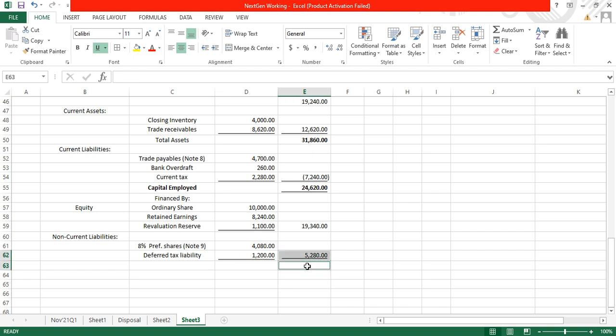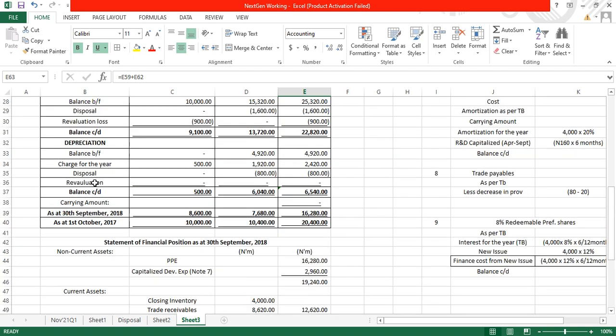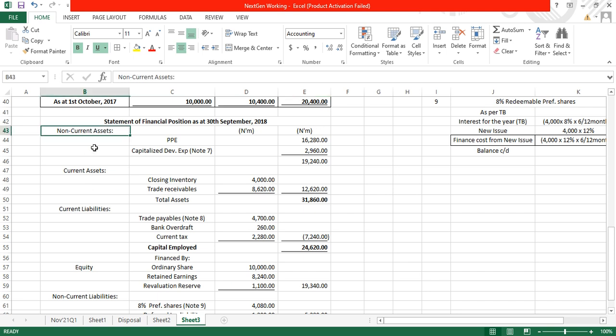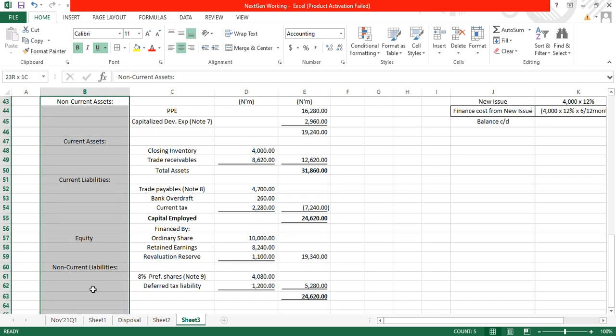So I guess we can wrap up here, and then this plus this will give us the same figure, which means this is how we have financed our business. Any question from anyone?